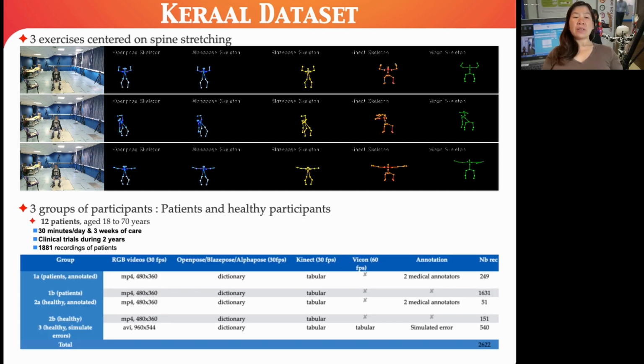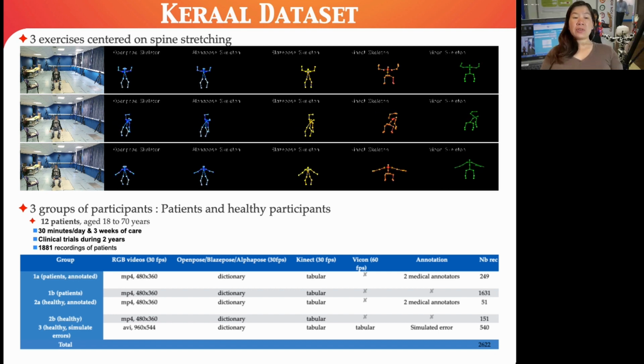This dataset was acquired with 3 groups of participants, both patients and healthy participants. The patients were recruited during a clinical study where patients were performing rehabilitation exercises. We recruited 12 patients aged 18 to 70 years. They trained 30 minutes a day during 3 weeks, and the clinical trials lasted during 2 years, from which we extracted 1,881 recordings of patients.